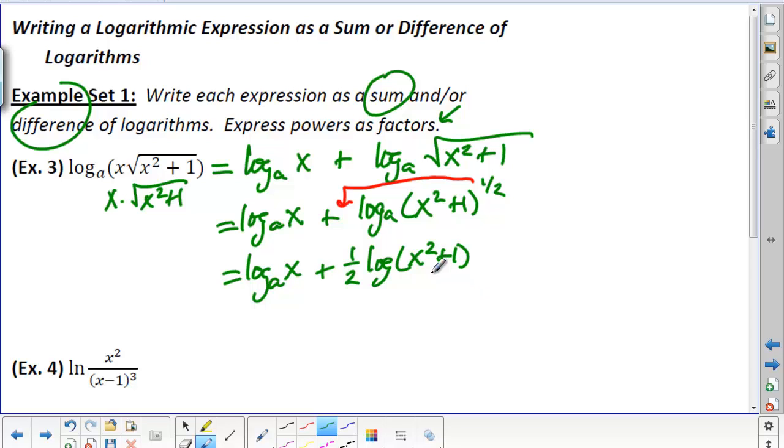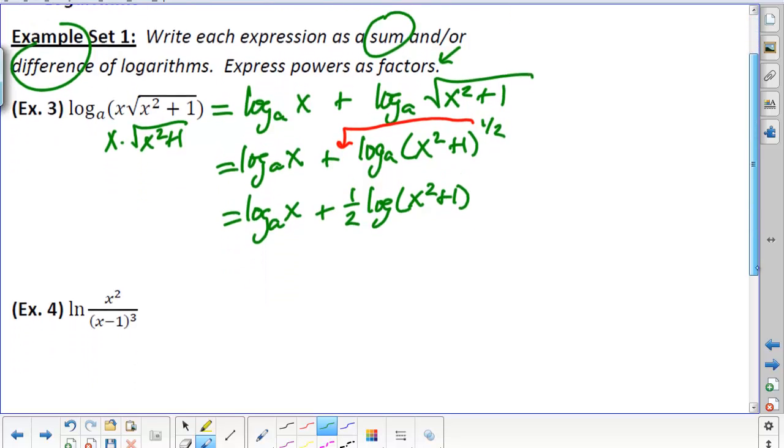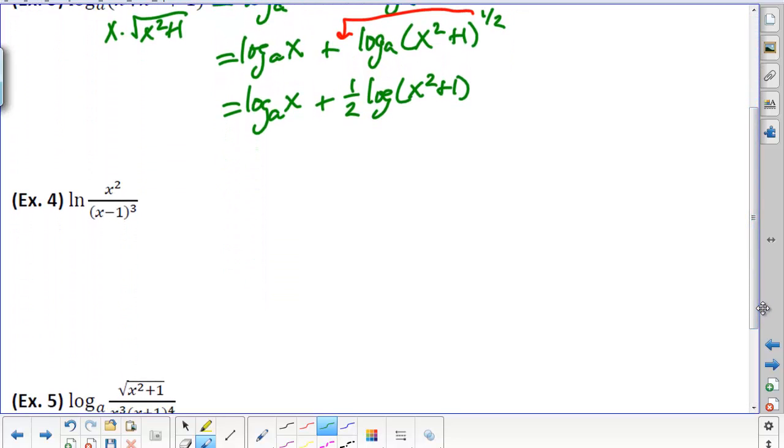And now that's done. We don't have any more products inside the logarithm or quotients that we can separate out. All the powers are factors, so we're finished. Just really using those properties, trying to get used to how they work.